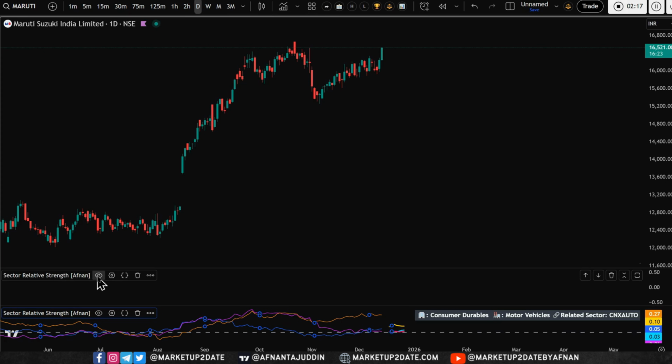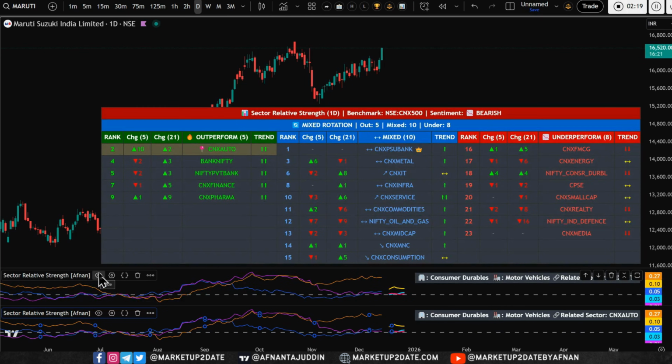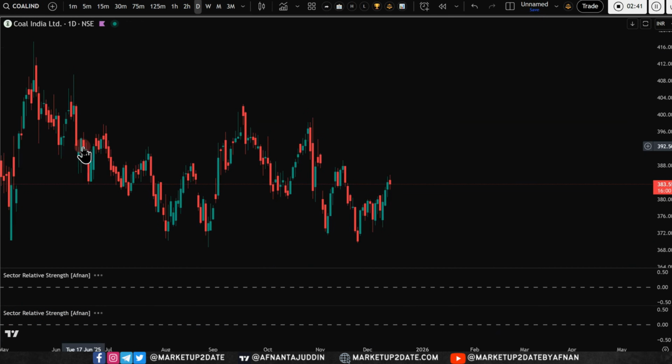Case study 1, Maruti Suzuki. When we open Maruti on the chart, the indicator detects the auto sector automatically. Auto is sitting near the top of the ranking list. It is in the outperform zone. Its trend is strong. Rank change is positive. Relative strength is rising. This is why Maruti performs so well. It has strong sector backing.